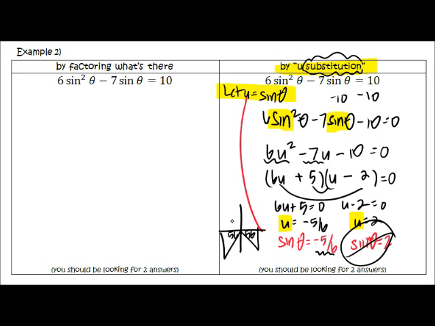In quadrant 3, that's 180 plus 56, or 236. In quadrant 4, that's 360 minus 56, or 304. The same 2 answers with U substitution, 236 and 304. Pause the video and try the example below.